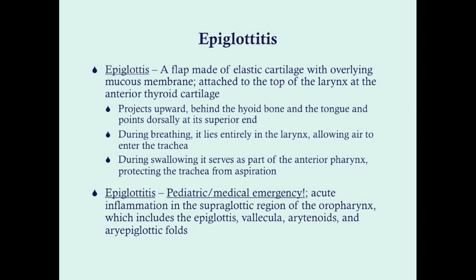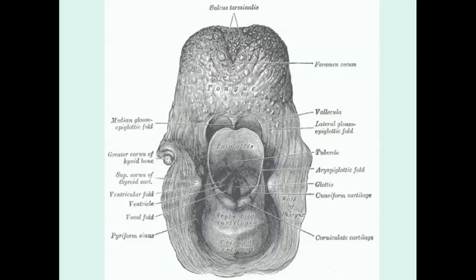Epiglottitis is a pediatric medical surgical emergency, and this is acute inflammation in the supraglottic region of the oropharynx, which primarily includes the epiglottis, the vallecula, which are these two little tiny ridges behind the tongue that hold saliva, the arytenoids, which is a type of cartilage, and the aryepiglottic folds. So these are all supraglottal structures above the vocal cords.